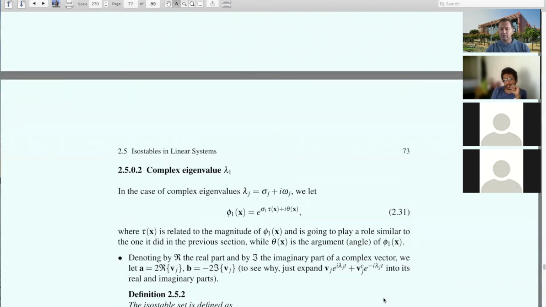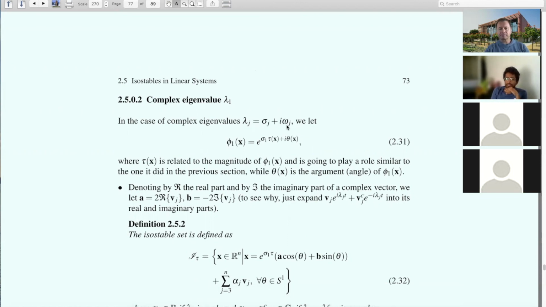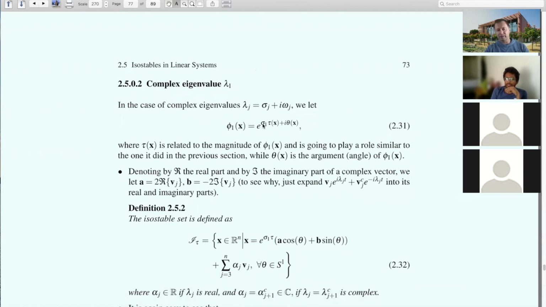ideas. Now, what happens if you have a complex eigenvalue? We need to work a little bit harder. So now we have the imaginary part of I omega j, and instead of phi 1 to be e to the sigma 1 tau, we actually redefine it to be e to the sigma 1 tau, which is the real part, and then plus I theta. So e to the I theta would be the imaginary part.